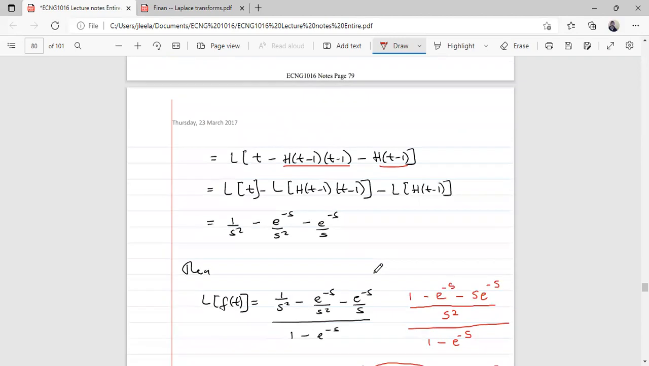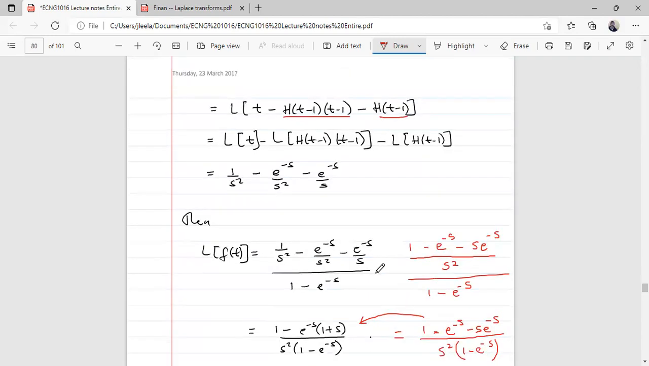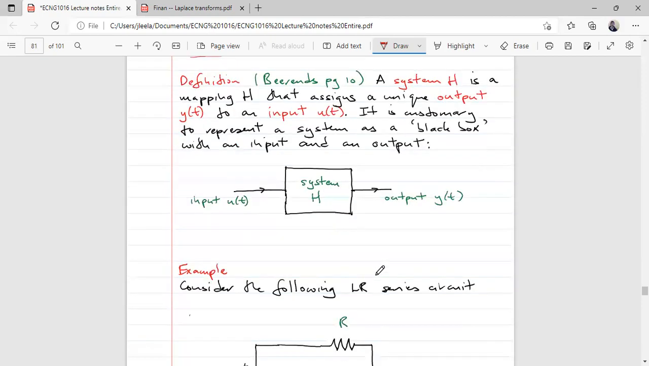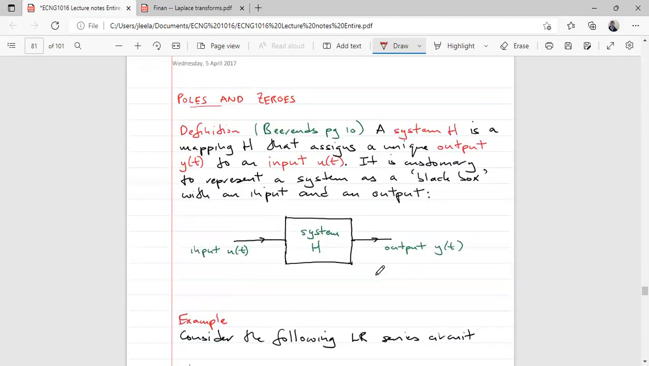Right, so this was the periodic functions here. Poles and zeros. A system is a mapping H that assigns a unique output y(t) to an input u(t). It is customary to represent a system as a black box with an input and an output. Look at the diagram showing the input is your function u(t), your output is your function y(t), and you have your box there, your system. When it goes through there, you end up with some process and your output coming out, y(t).